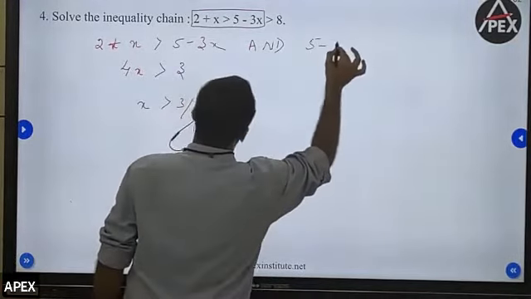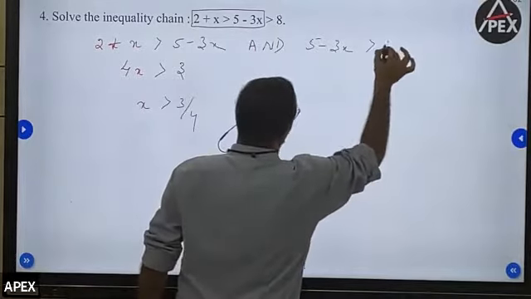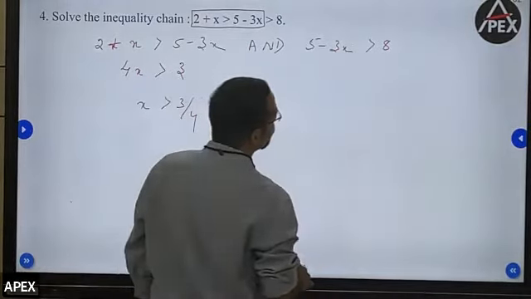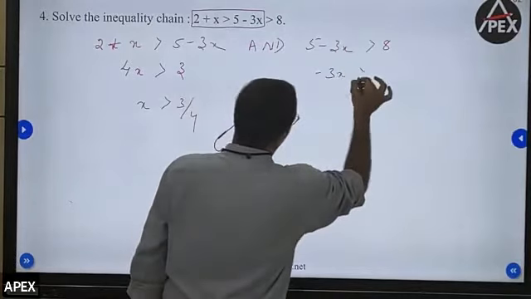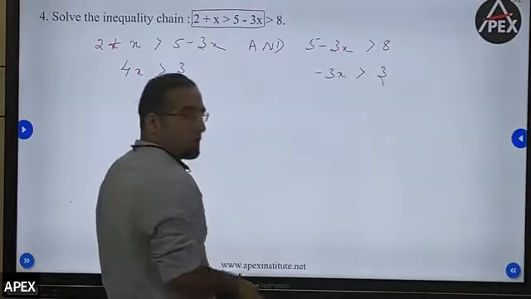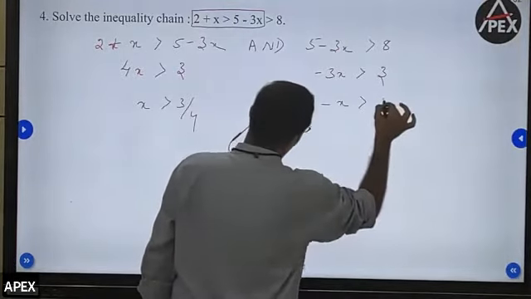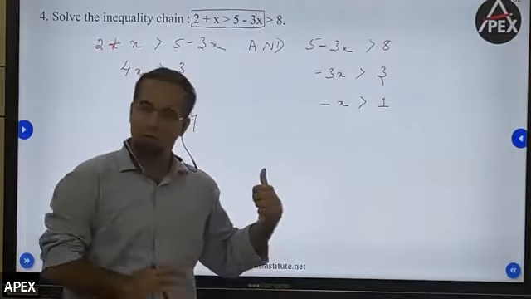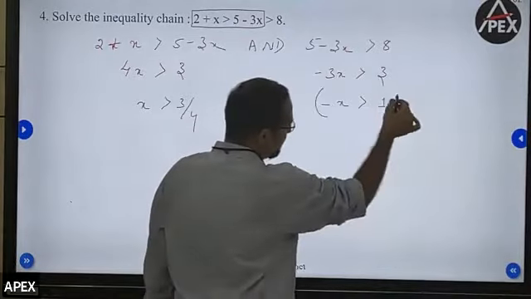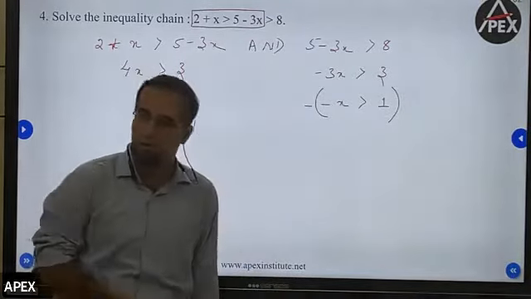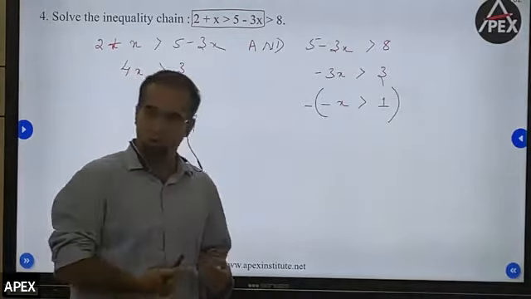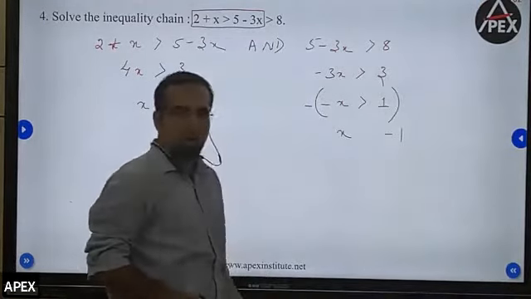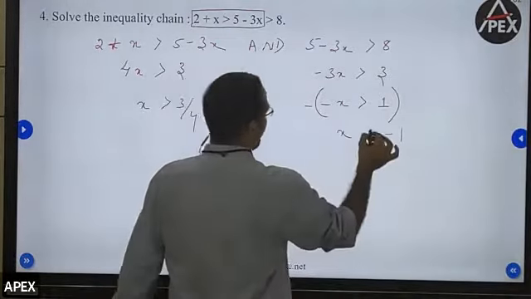Now I get 5 - 3x is greater than 8. So if I do this, then what do I get here? Minus 3x is greater than 3, or minus x is greater than 1. Go like equations. In the end, we only have to be careful if there is a negative sign with x. Now there's a negative sign with x, we need to make the value of x positive. So I'm multiplying the complete inequality with a negative sign, so the signs change and the inequality also changes. This would now remain x, this would become -1, and greater than would become less than. So this becomes x is less than -1.